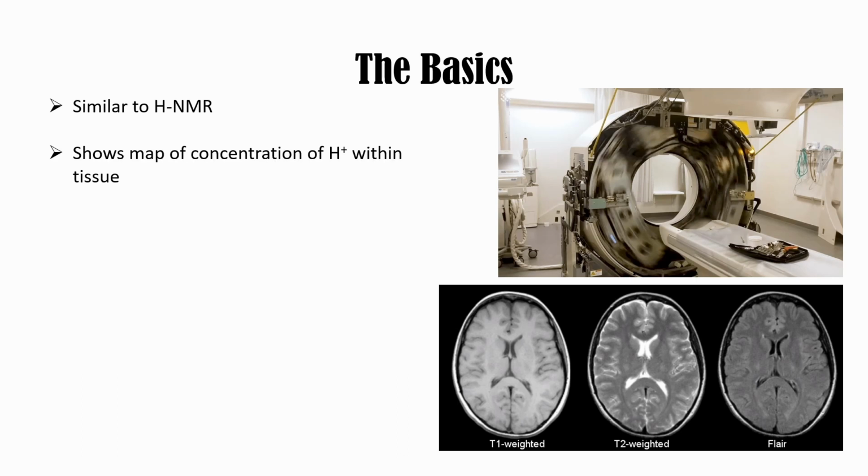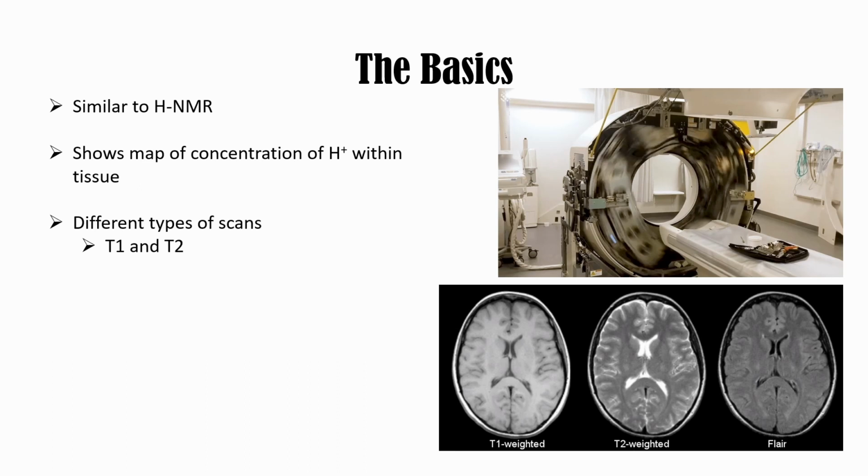MRI machines find the concentration of hydrogen atoms in tissue, then use a signal given out by them to produce an image of the amount of hydrogen atoms. There are many ways that an MRI machine can do this, with different types of scans. The two main types of scans that every other scan is built of and that we focus on here are T1 and T2 scans. The difference between the images that these scans give out can be seen here.